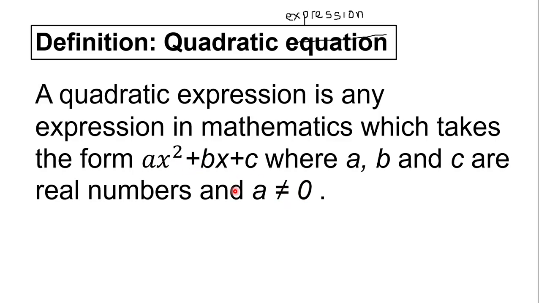The reason is that if a is 0, then the ax squared part is going to collapse to 0, because any term multiplied by 0 is equal to 0. So in this case, this whole thing is going to collapse, and therefore the remaining part will not qualify to be a quadratic expression. So a quadratic expression is an expression in mathematics which takes the form ax squared plus bx plus c.